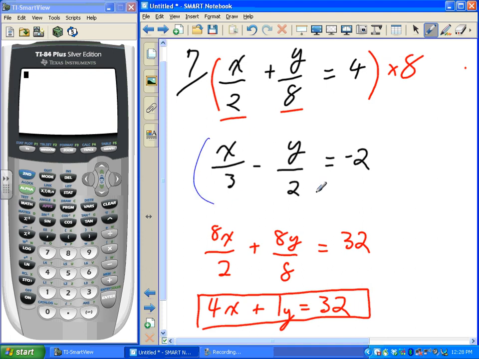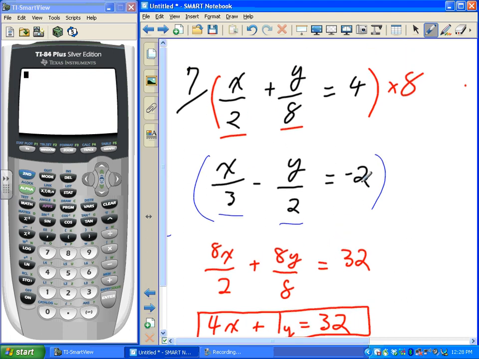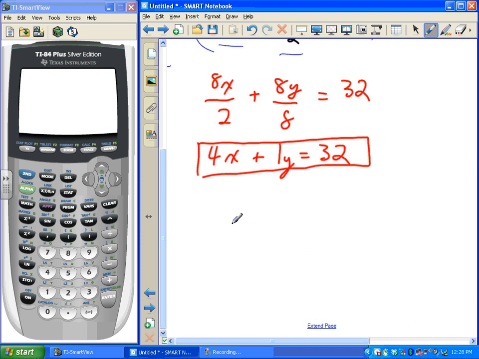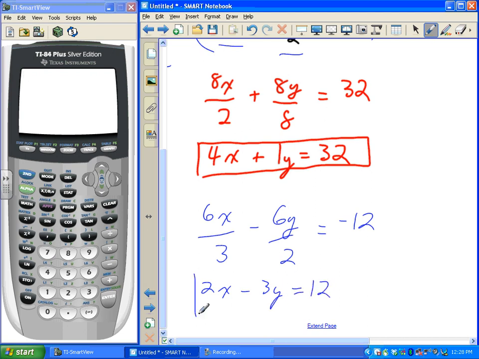Okay, second equation. Same idea. I'm going to find multiples of 3 and 2. So a multiple of 3 and 2 is 6. So I'm going to multiply the entire second equation by 6. That will give me 6x divided by 3 minus 6y divided by 2 equals negative 12. I can then simplify the fractions. I get 2x minus 3y equals negative 12. And again, I have my second equation without any fractions.